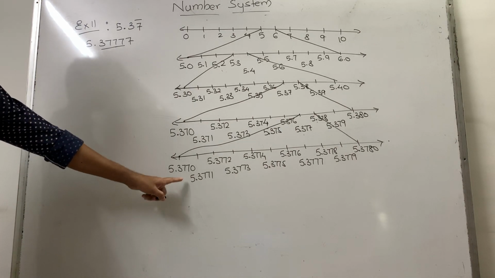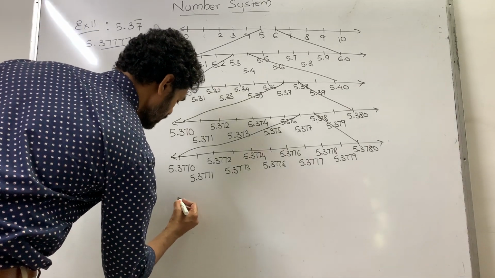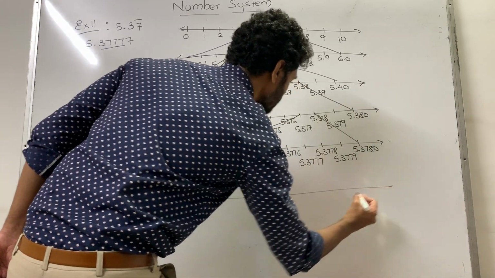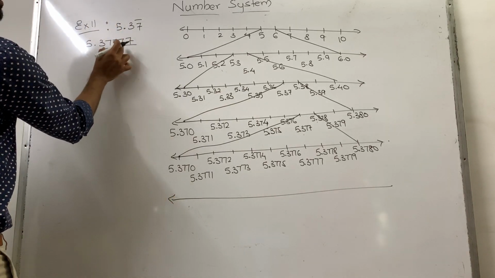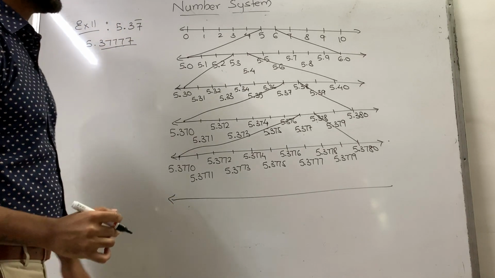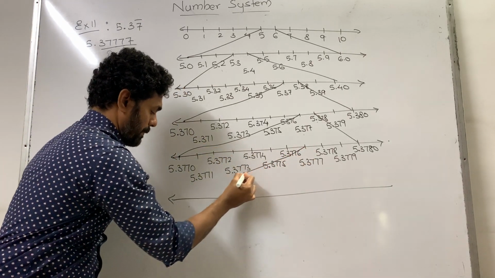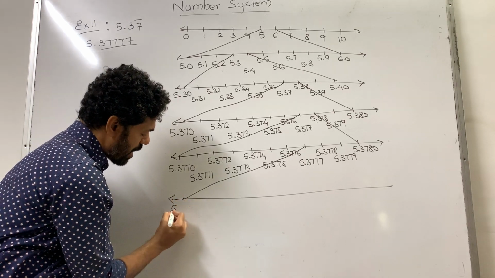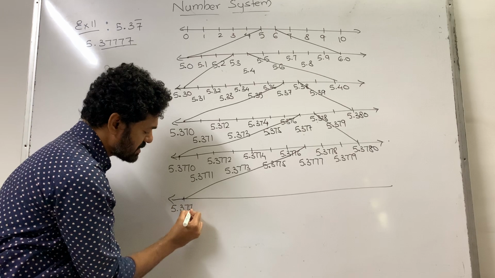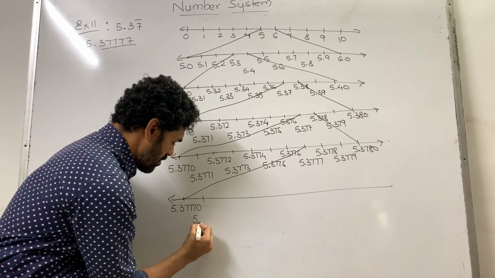Now the next number line would have numbers having 5 decimal places, and that would be our final step. So construct the last number line. This number would be greater than 5.3777. So it is this number. So this is 5.37770.